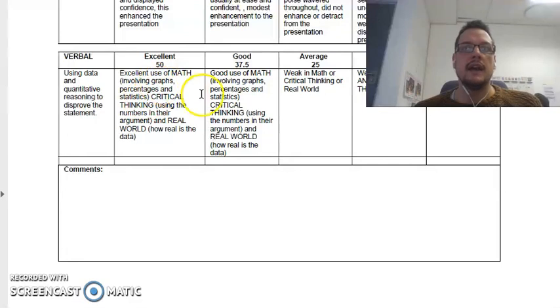And here we're looking at 3 things. We're looking at the math, which is your graphs, percentages, statistics. We're looking at critical thinking, which is using the numbers in your argument. And we're looking at real world. So how real is your data?